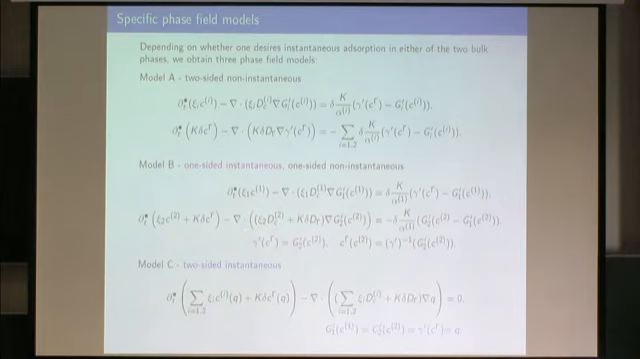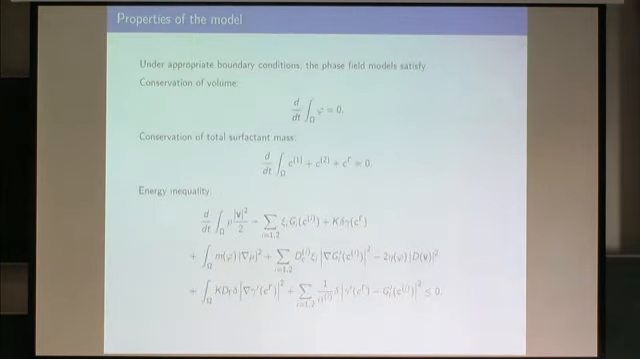And for model C, the two-sided instantaneous case, we use the idea of using a common chemical potential Q. So we set all the chemical potentials to be equal. Sorry, there's a typo here. And so we have one equation in Q. Similar to the sharp interface model, under appropriate boundary conditions, the phase field models satisfy conservation of volume, conservation of total surfactant mass, and an energy inequality. And we have extra dissipation if the absorption is not instantaneous.